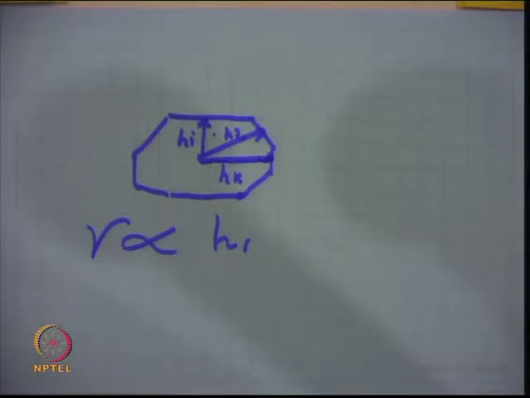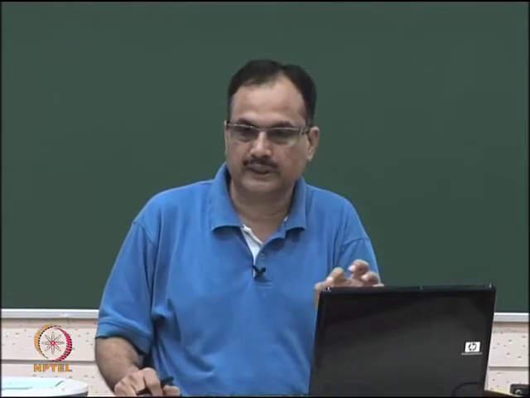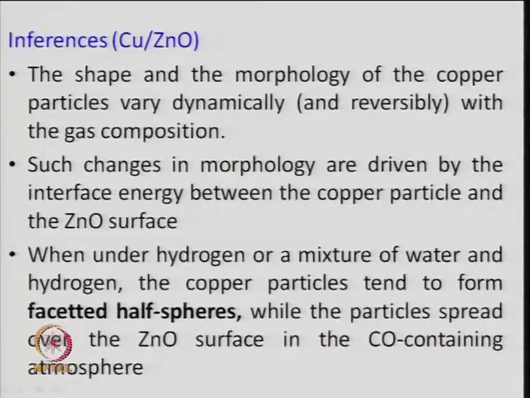Crystal geometry plays a very important role during catalytic activity. That is what we mean when we say the shape of the nanoparticles is changing. As I discussed here also, under hydrogen or a mixture of water and hydrogen, the copper particles tend to form faceted half spheres, while the particles spread over the zinc surface in the carbon monoxide containing atmosphere. So, the gas environment can also change the structure of the metal.